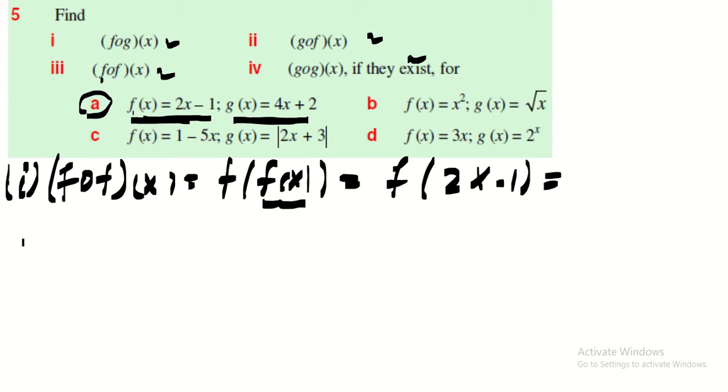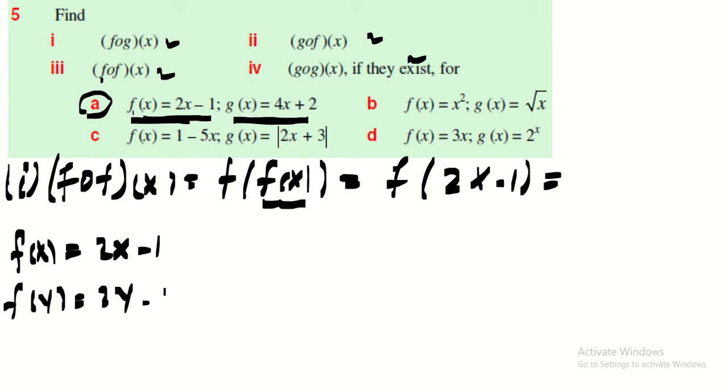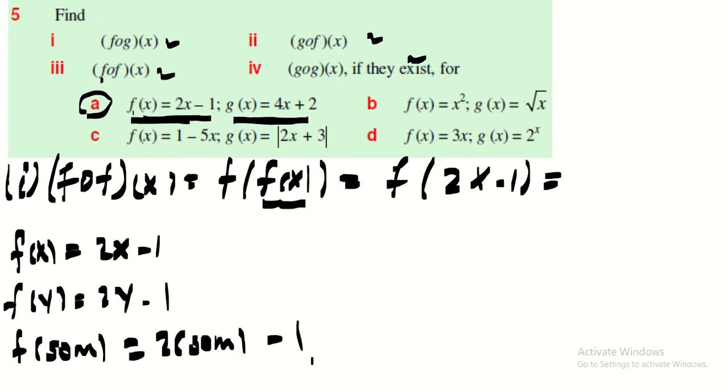So if you are given, for example, f of x, already f of x is given already, 2x minus 1. Instead of x, what if I make it y? It will be 2y minus 1. Instead of y, what if I make it f of something? I can say something. This is the same as 2 times that something minus 1. So consider this one like something, f of something. So what to do? 2 times the something one, which is 2x minus 1, then minus 1.